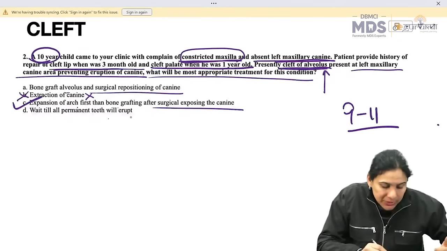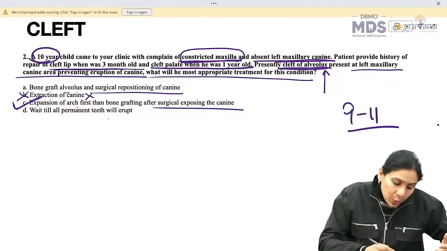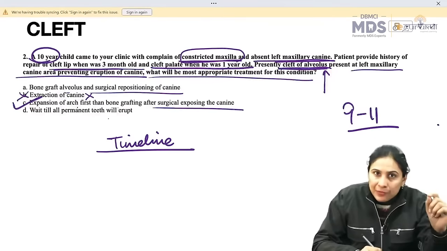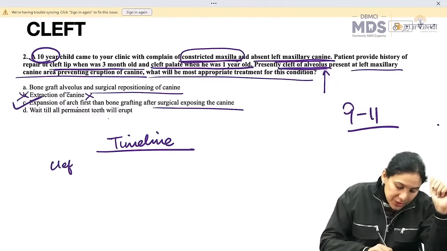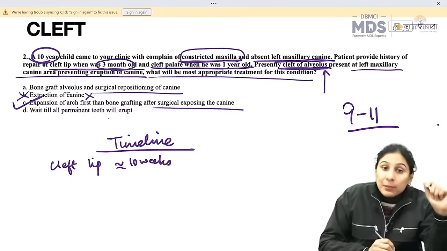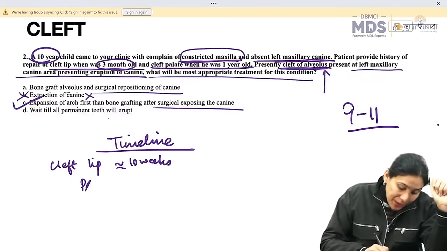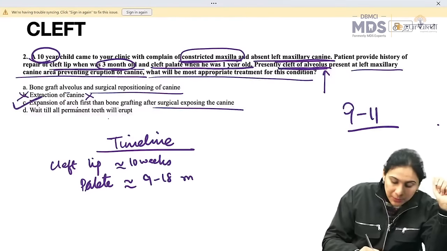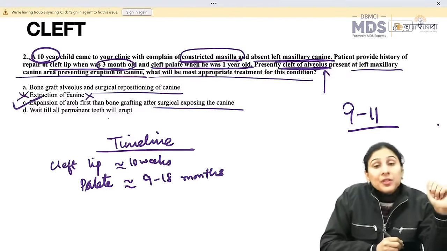Wait till all permanent teeth will erupt. No, we all know that there is a timeline for each surgery in the cleft. First surgery is of cleft lip, which is done around 10 weeks of age, around 3 months, when the child was 3 months of age. Then the cleft palate, which is around 9 to 18 months, depends on the speech development of the child.